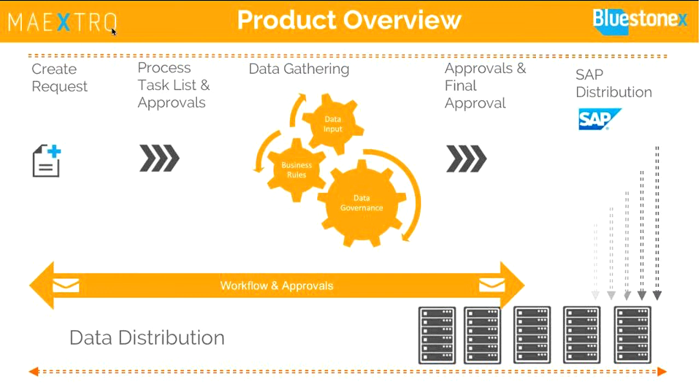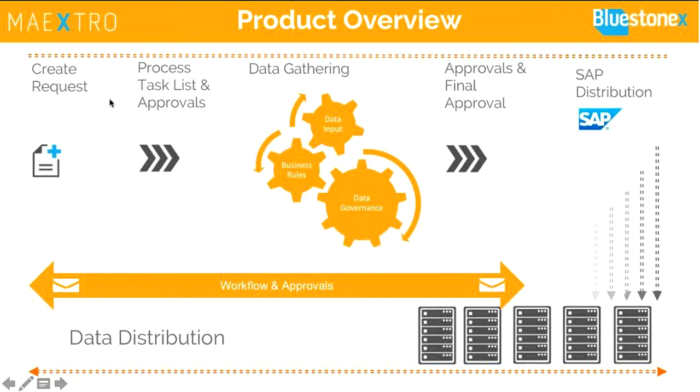So somebody will create a request, somebody will approve that request, and then it might trigger a series of data gathering tasks across the organization. Some bits might go to finance, some might go to purchasing. That's called a distributed model. Your model might be a lot more simple, where it's just one person or one team that gathers that data. Once the data is gathered, it comes in for approval and obviously updates SAP. And this process of create request, approve, data gather, final approve is consistent throughout Maextro because it's deemed best practice.